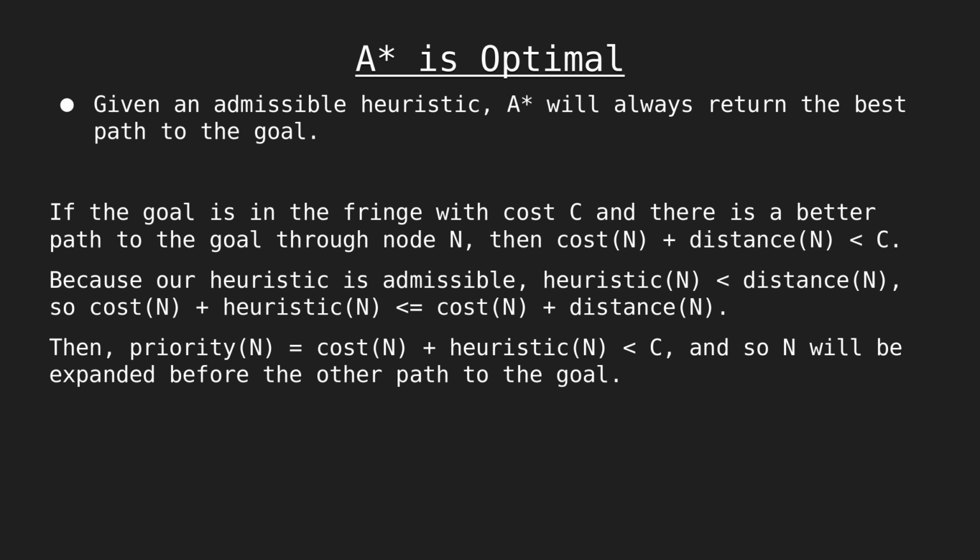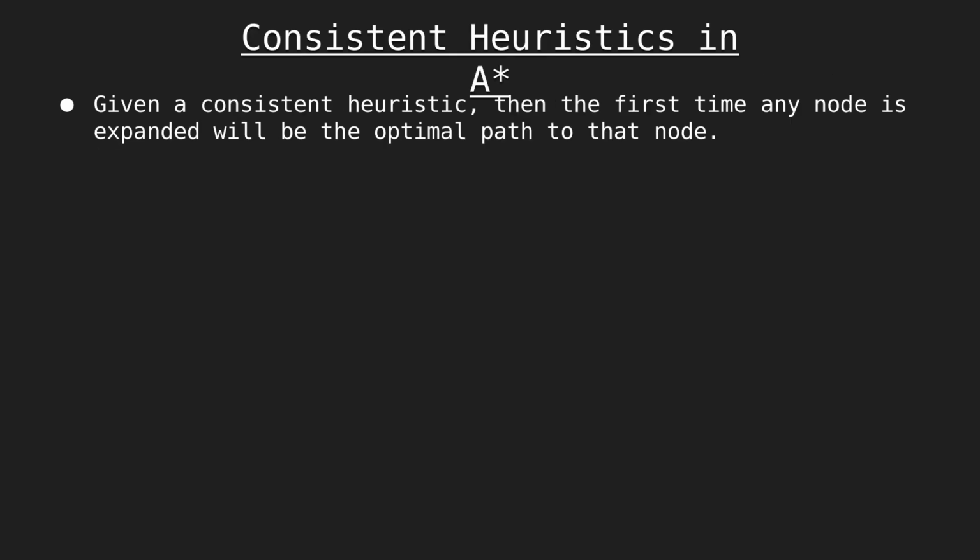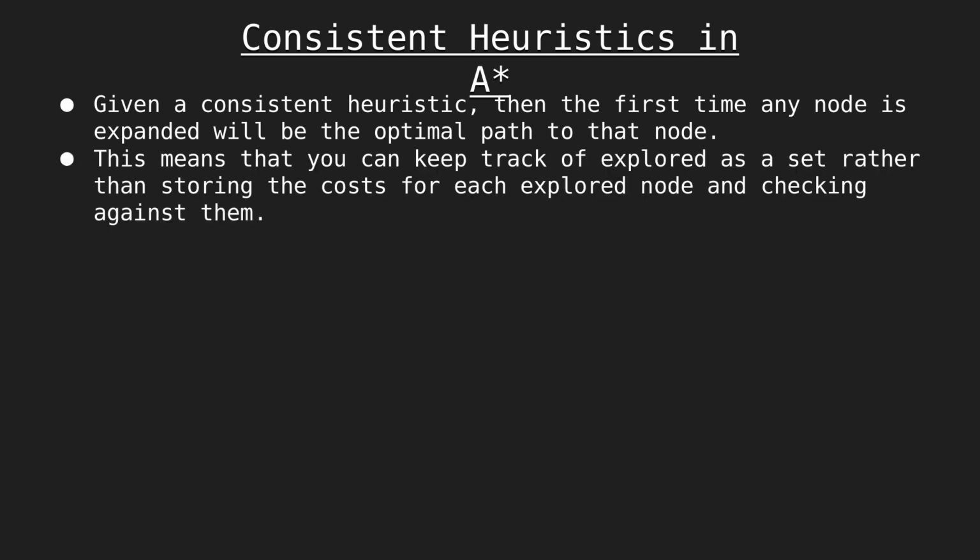Now, if the heuristic is consistent, then the first time that any given node, not just the goal, is expanded will always be the fastest path to that node. I won't get into the proof for that here, but please feel free to look it up or ask Saul about it. The result is that you can keep track of the explored states as a set rather than a dictionary. In my implementation, just to be explicit, I do keep track of the explored states as a dictionary.